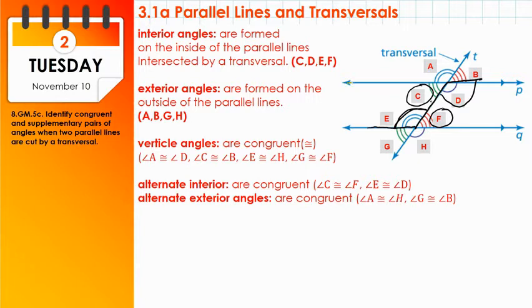Alternate exterior angles. Exterior, outside. So angle A and the opposite side is H. A and H are congruent, which means that angle G and angle B are congruent. B and G. And again, when we hear the word congruent, that means they are the same.